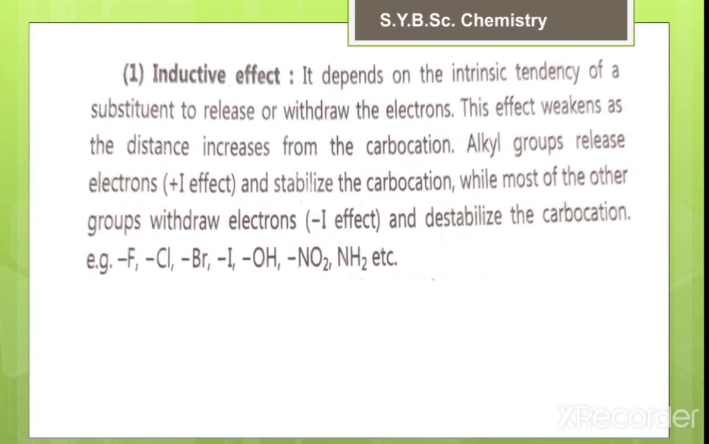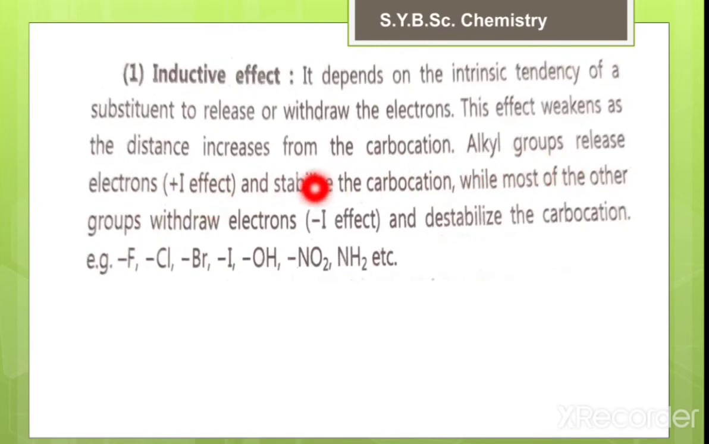In the case of the inductive effect, it depends on the intrinsic tendency of the substituent to release or withdraw the electron. And this effect weakens as the distance increases from the carbocation. That means if the distance from the junction to this carbocation increases, the inductive effect weakens, that means the inductive effect decreases. And the alkyl group releases the electron.